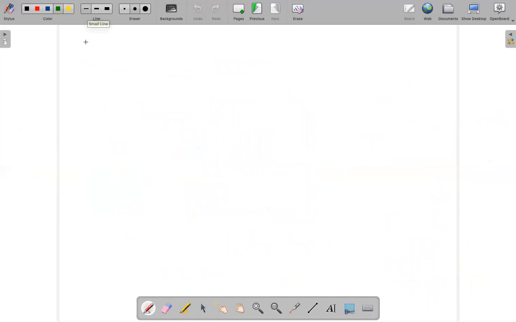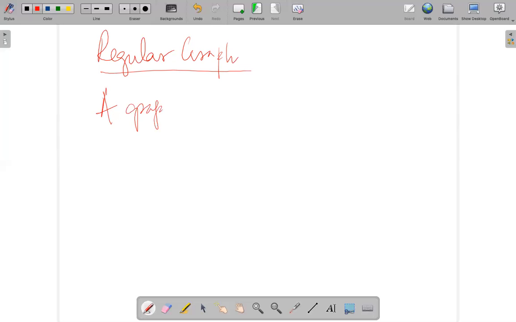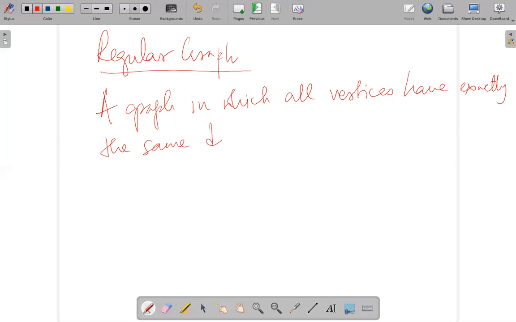The next in line is a regular graph. A graph in which all vertices have exactly the same degree is called a regular graph.